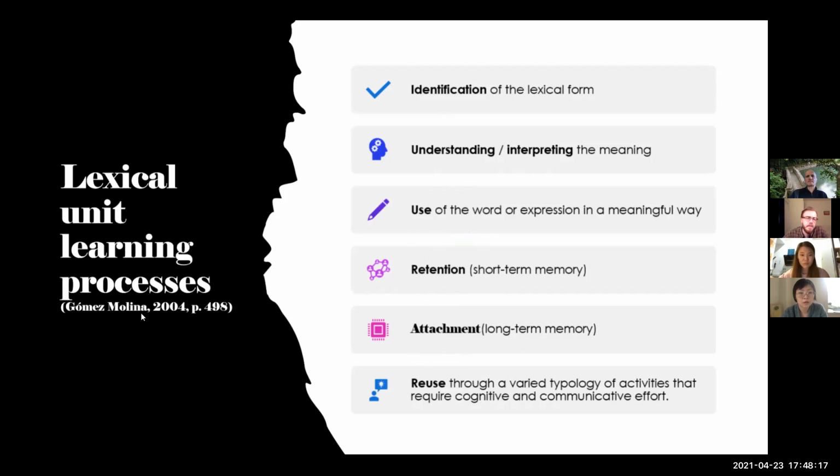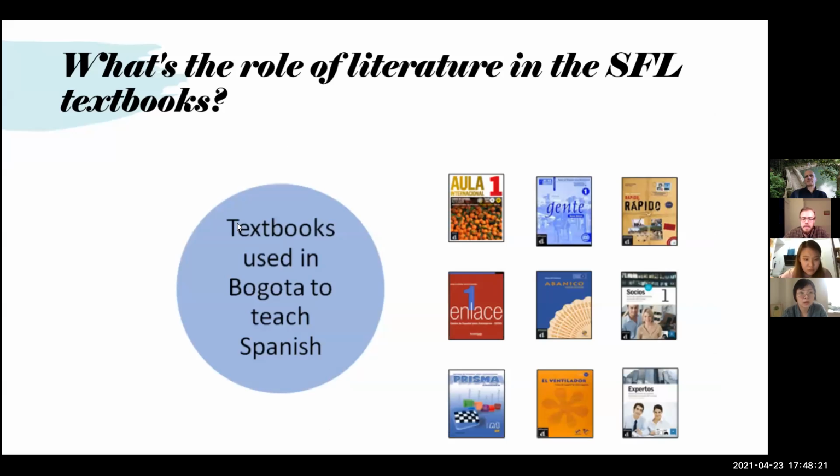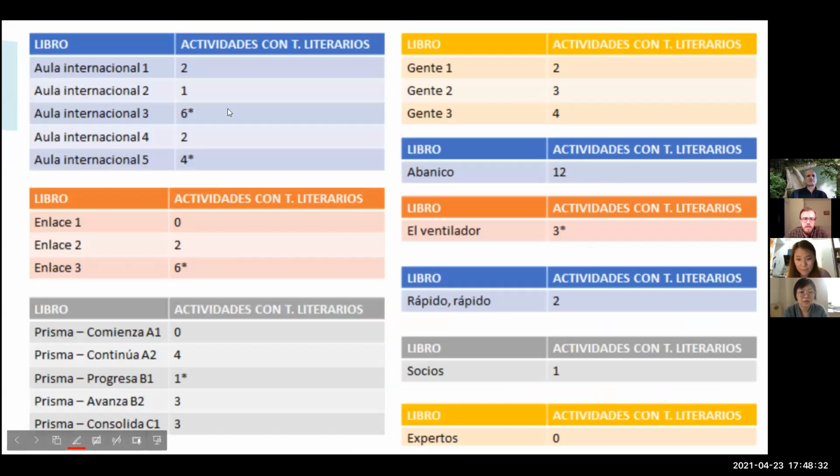This comes from Gomez Molina, 2004. And now, based on this is basically my proposal. There is a problem with textbooks in Colombia. These are the textbooks that are being used in Colombia to teach Spanish. And as you can see, there are not Colombian literature activities. There are not even literature activities.